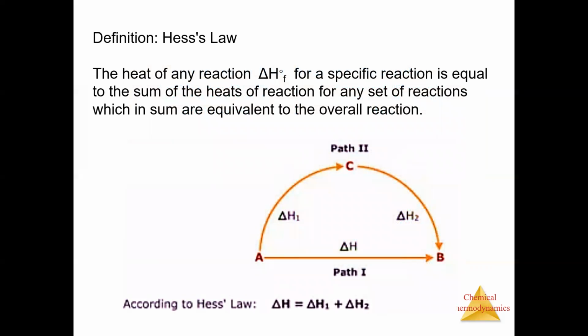Next, a very important law given by Hess. He says that the heat of a specific reaction is equal to the sum of the heats of reactions for any set of reactions which in sum are equivalent to the overall reaction. For example, here you can see three different paths are given, that is, delta H equals delta H1 plus delta H2.